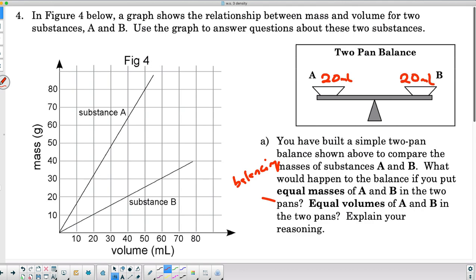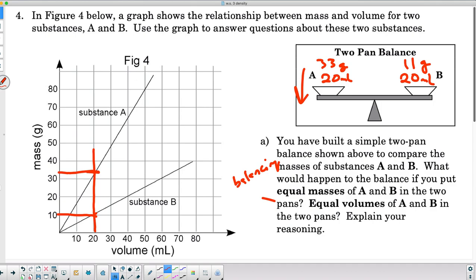What would happen? Well, here's 20 milliliters over here, and when I go straight up like this, it crosses with substance A. Oops, that's a little tall. Right there. And that goes straight over here to 33. That would be 33 grams, like that. And what would it be here for 20 milliliters of substance B? Like this, it's real close to 10, so that may be 11 grams. Like that. So what happens? Well, the pan of A obviously drops down.